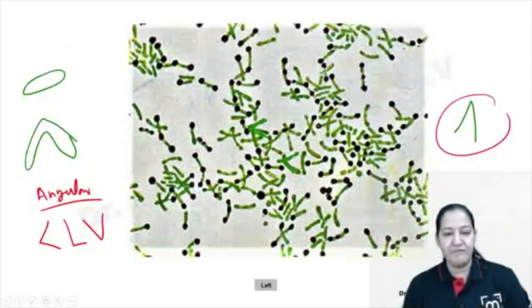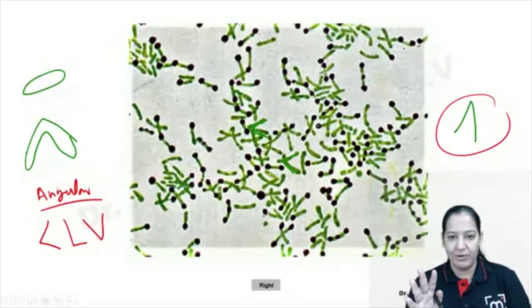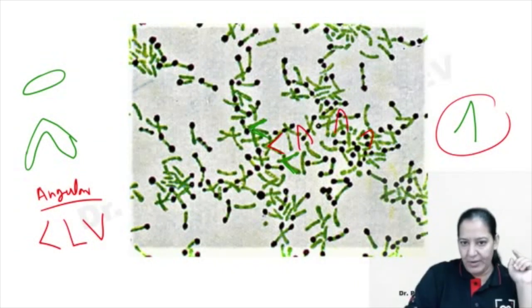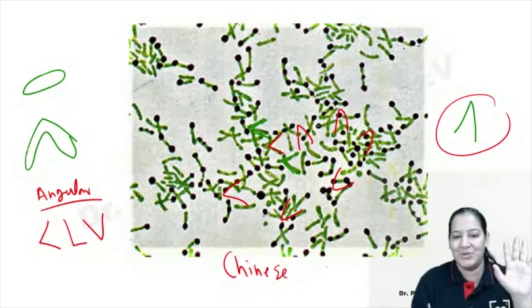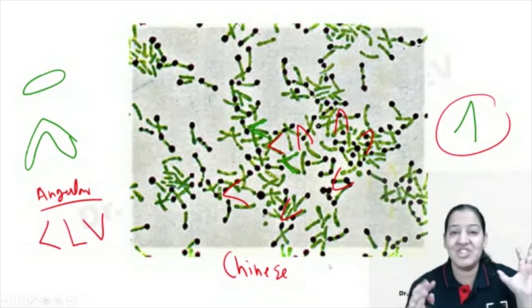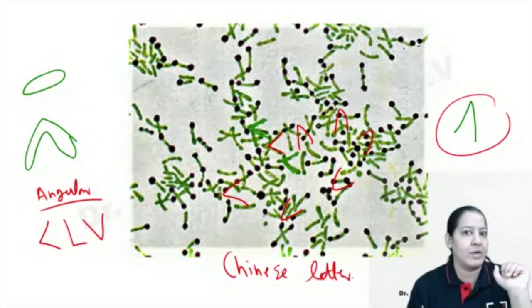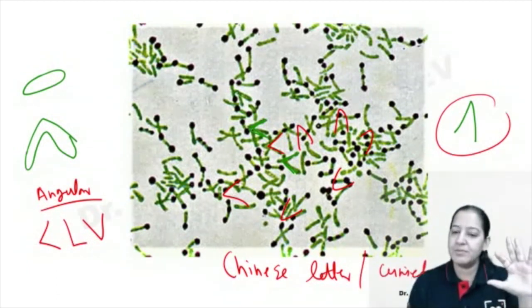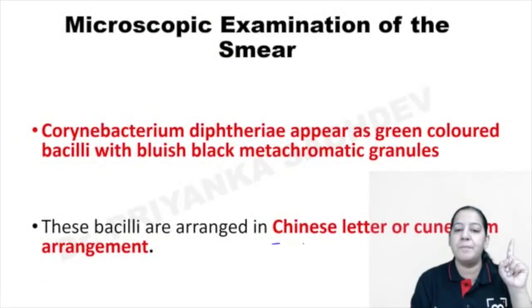Before that, one more important thing. As I have told you here, the bacteria is in angulated fashion. Because of this angulated fashion, it is looking like Chinese language. Do you know Chinese language? No, at least I don't know the Chinese language. It is looking like something Chinese, that's why it is known as Chinese letter arrangement. It is also looking like cuneiform, that's why cuneiform arrangement. So Chinese letter or cuneiform arrangement is a very important topic.